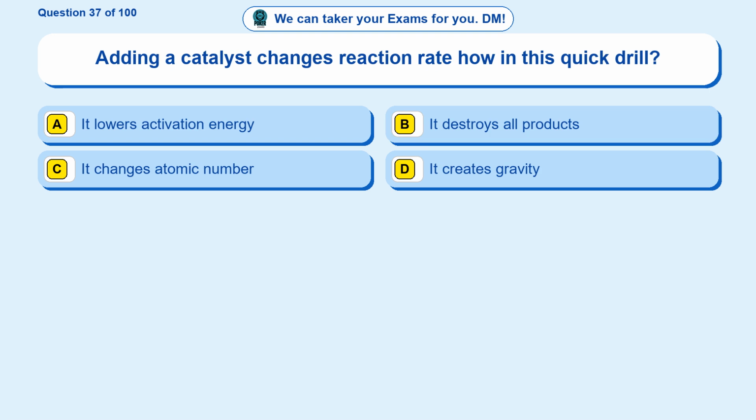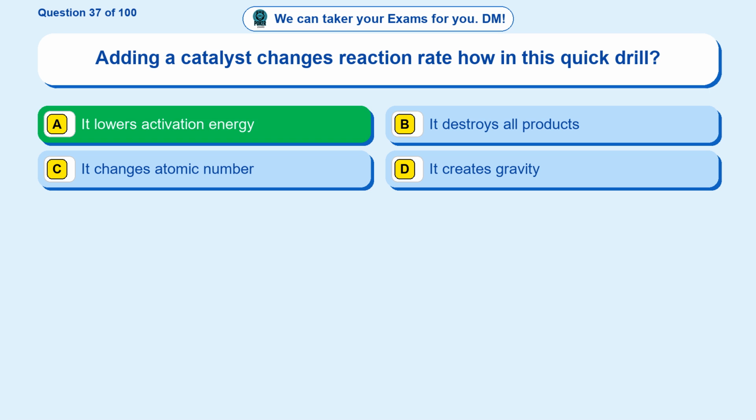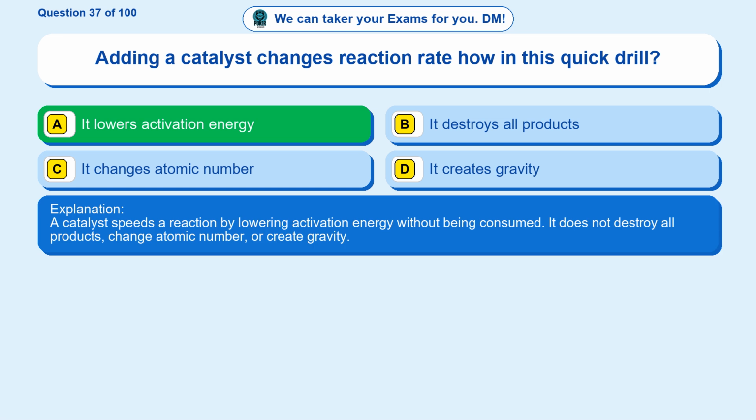Question 37. Adding a catalyst changes reaction rate how in this quick drill? Option A. It lowers activation energy. Option B. It destroys all products. Option C. It changes atomic number. Option D. It creates gravity. The correct answer is option A. It lowers activation energy. A catalyst speeds a reaction by lowering activation energy without being consumed. It does not destroy all products, change atomic number, or create gravity.